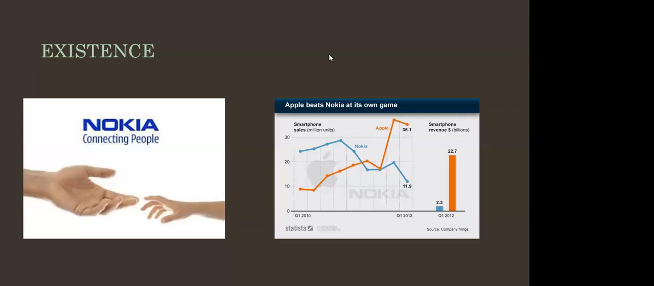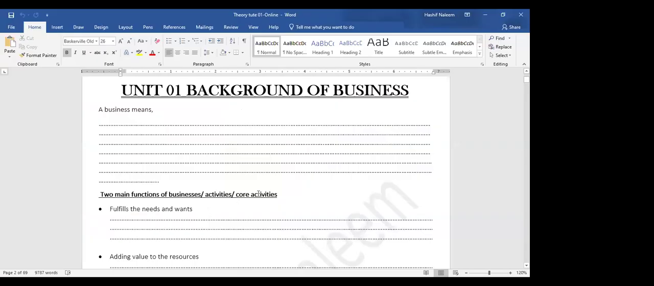Yeah, perfect, good. Now we'll go on to the next topic, which is the two main functions of business, or we say activities, or we say co-activities. Okay, careful. Guys, can you all see the MS Word document? I can see, right?